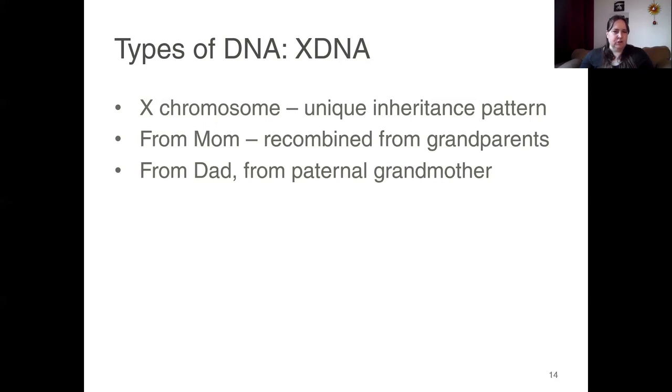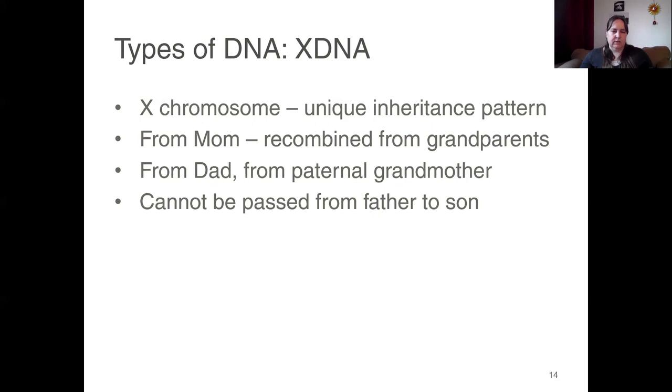However, if you received an X chromosome from dad, and you only receive an X chromosome from dad if you're biologically female, that X chromosome cannot come from your grandfather, it has to come from your paternal grandmother. So if you're biologically female, you have an X chromosome from your paternal grandmother that's kind of been inherited intact. And this is all because xDNA cannot be passed from father to son.